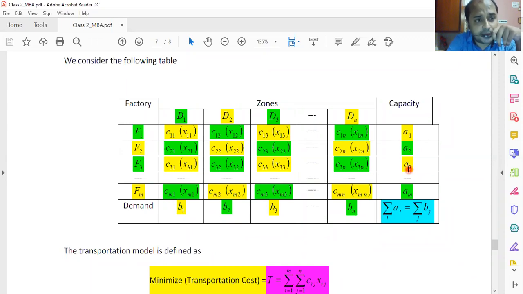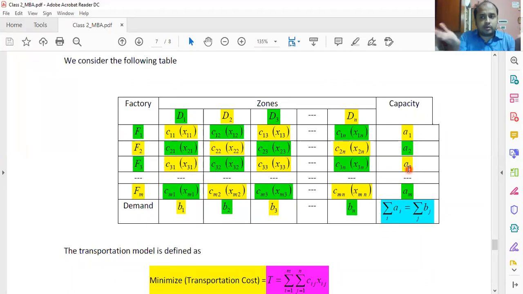But an unbalanced transportation problem cannot be solved. We have to make them balanced somehow. There are tools, there are criteria, or there are some methodologies by which we can make an unbalanced thing balanced.